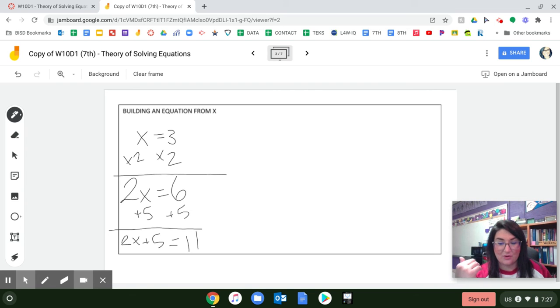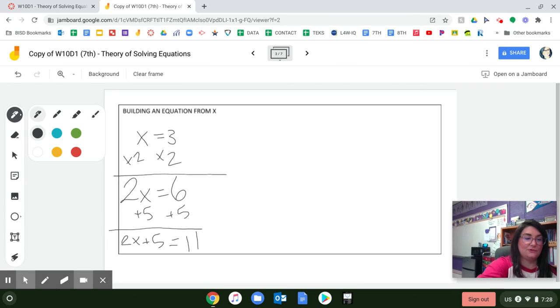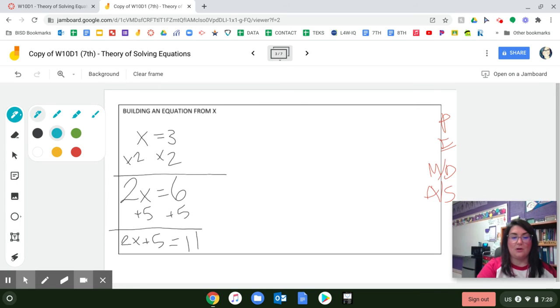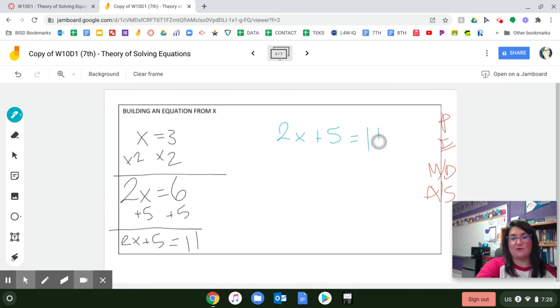When we're solving equations, we are undoing everything. So we actually use the reverse order of PEMDAS in order to solve. So let me write this out here. PEMDAS, the order of operations. So we're going to start with 2x plus 5 equals 11. We're going to pretend that we just have that problem and we're solving for x. So we want to work in reverse order.